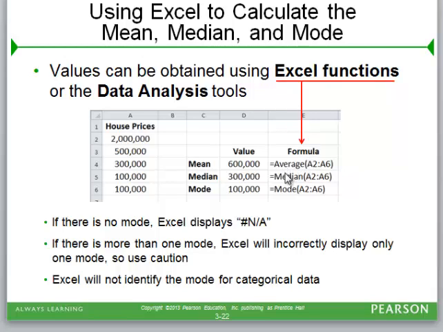For example, in Excel, you type in equal, average, then you select the values in the data, and you can get the mean number. And for the median, just type equal, median, and then include the selected values, then you will get the median. Same for the mode.